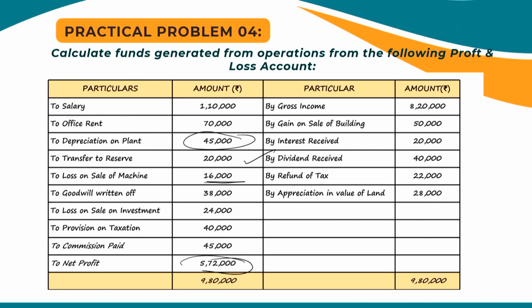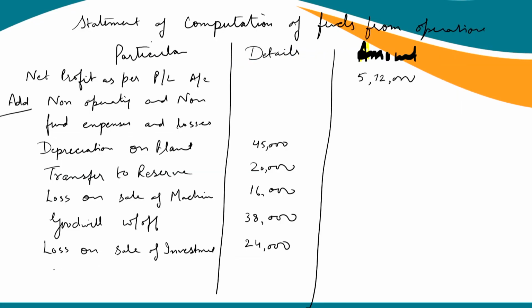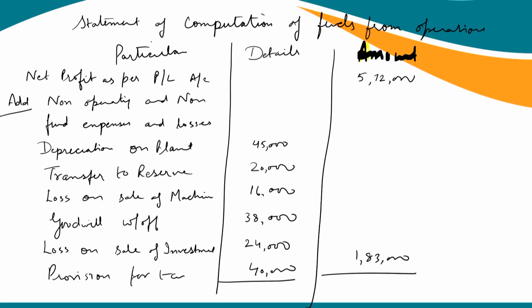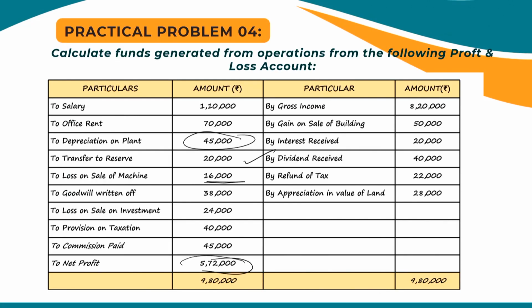And the last is provision for taxation, as commission is again a business part. So we will discuss the provision for taxation in this part. We go with the provision for taxation that is given in the question, 40,000 rupees. So the total is 1,83,000 and the total up till now will be 7,55,000.